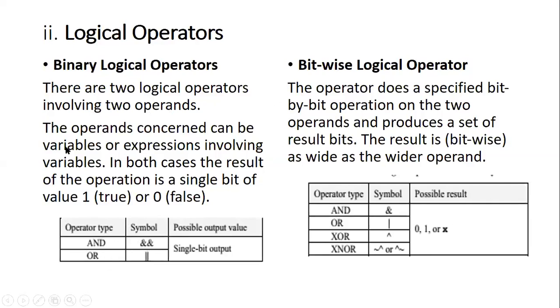What happens in binary logical operator? The result of an operation is a single bit, so it will either be true or false. Next logical operator is bitwise operator. Bitwise operator performs bit by bit operation. Here I have and, or, XOR and XNOR. The result of a bitwise operator will be 0, 1 or X.